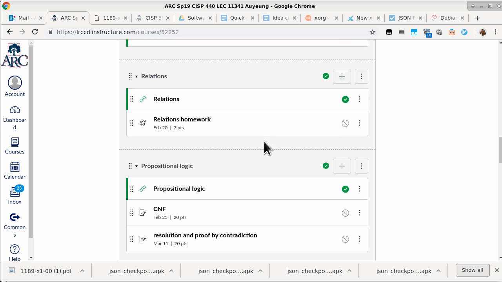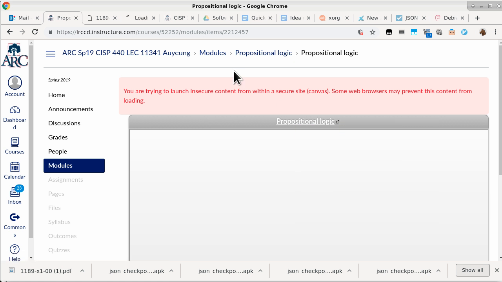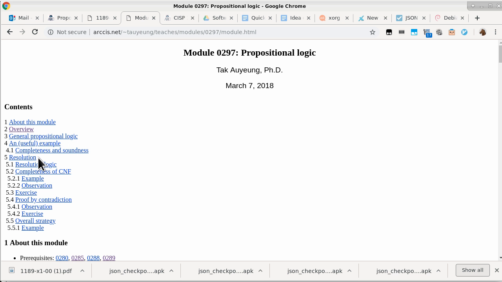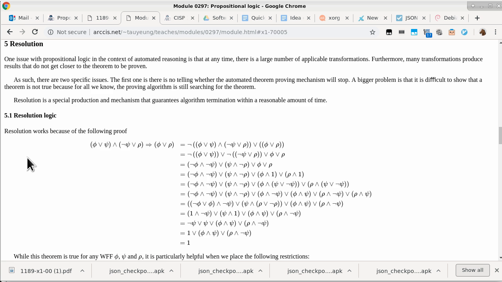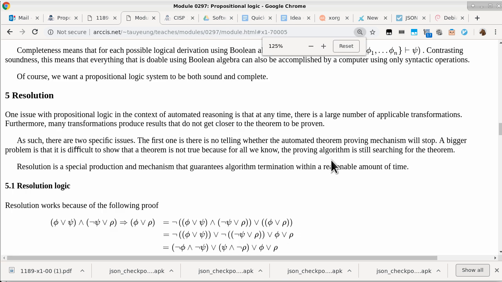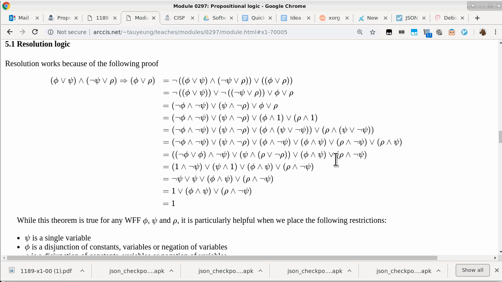All right, so we are back to propositional logic. The next thing I want to talk about is resolution. Let's start with resolution. I know how much you guys like these proofs. Here's a proof in Boolean algebra. Now the first question is, what is this mess?